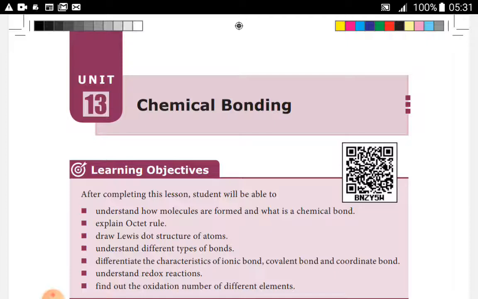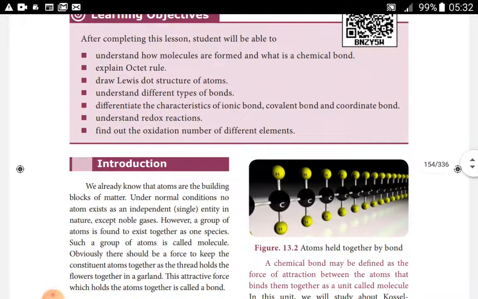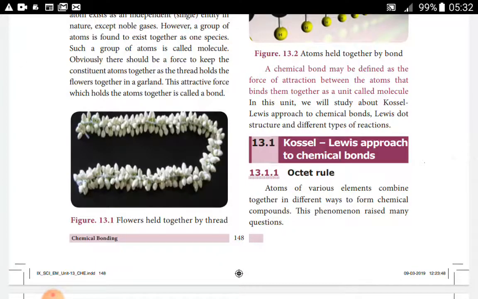Already you learned what an atom is. An atom is the smallest particle, and normally an atom exists as an independent entity in nature, except noble gases. A group of atoms is called a molecule. The attractive force which holds the atoms together is called a bond. So we are learning about chemical bonding. That bonding is nothing but the attractive force which holds the atoms together.